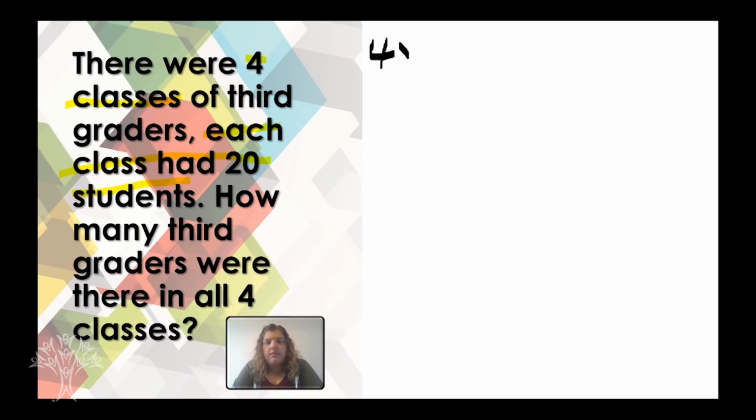Now, some of you might be at the point where you're like, 4 groups of 20? That's great, I got it, and I'm ready to move on. Others of you might be thinking, 4 groups of 20, I can't do 4 times 20. I don't know how to do that. Let's slow it down. Let's look at 4 groups of 2. Can you solve that one?